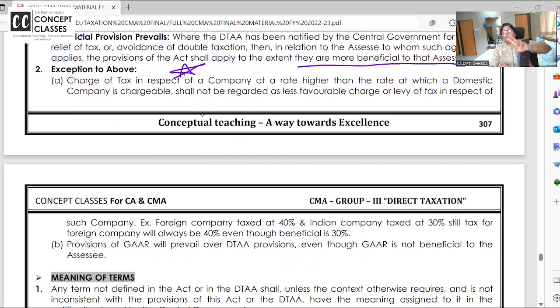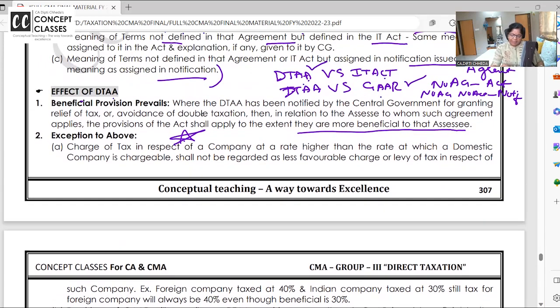You are right, average rate of tax also, whichever is lower or beneficial, that's what we are giving the relief, no? Relief हम क्या दे रहे हैं? Whichever is lower. But otherwise they are saying where DTA has been notified for granting relief, then in relation to SSC to whom such agreement applies, the provisions of act will apply which are beneficial to SSC. SSC को जो beneficial है वो आप करोगे, right?